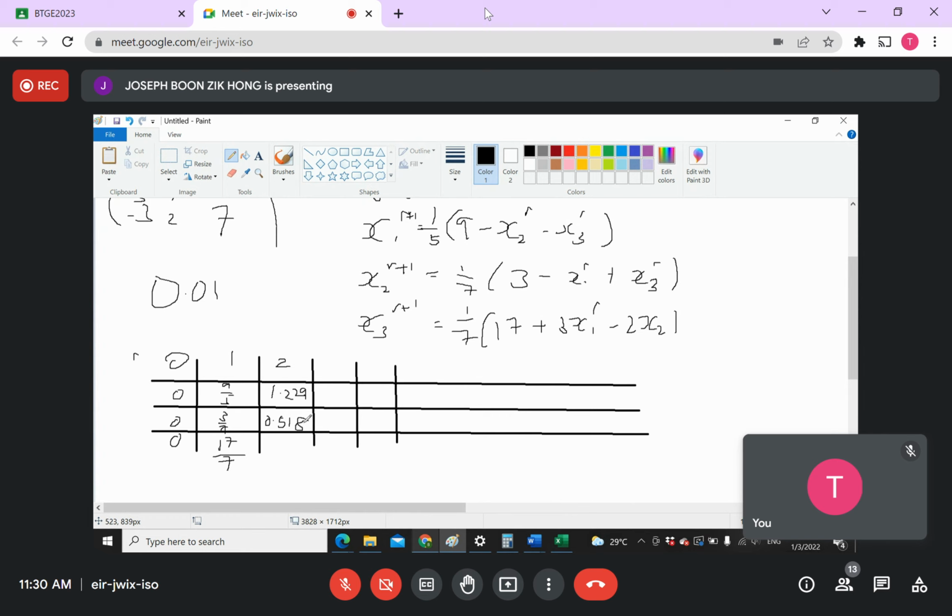Okay, next one. 1 over 7 times 17 plus 3 times 9 over 5, so 27 over 5, minus 2 times x2, which is 6 over 7. So I get 3.078.